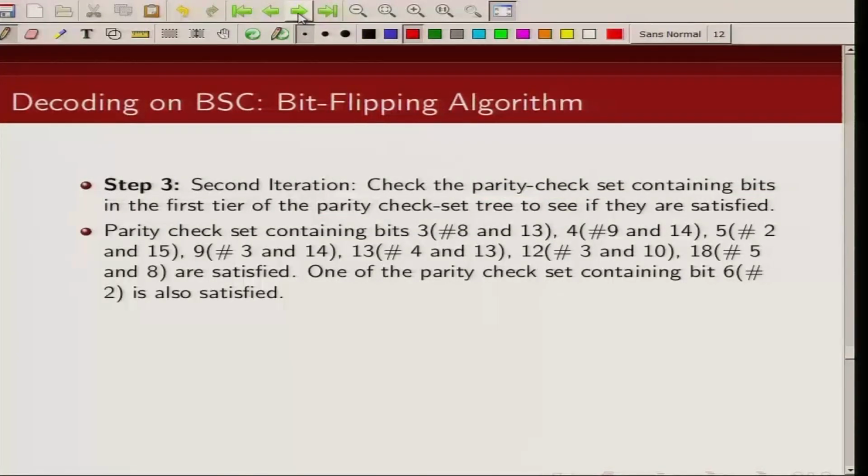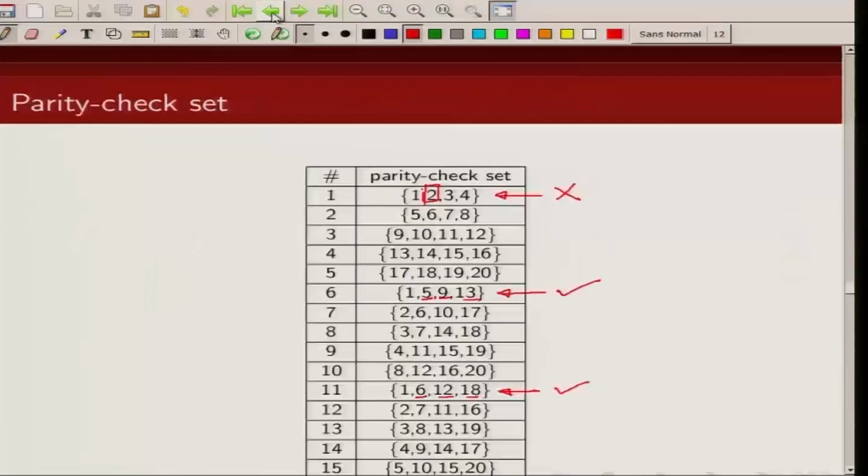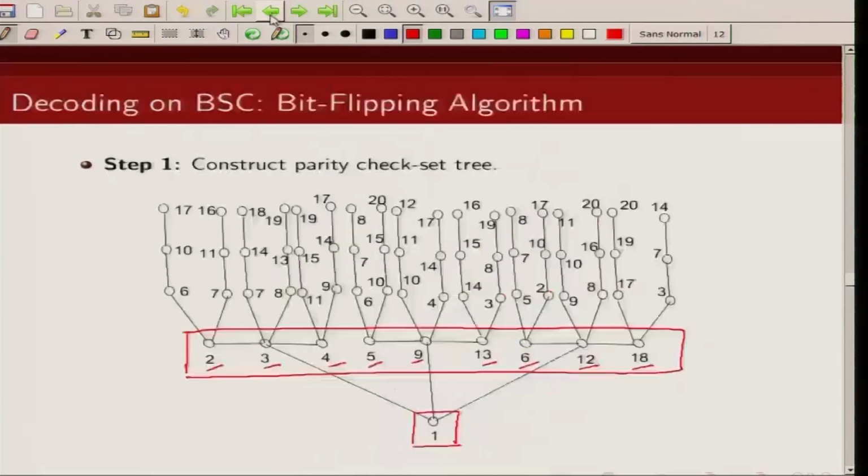Now what we are going to notice is that since bit 3 was not in error, bits 3, 4, 5, 9, 13, 12 and 18 will get satisfied. If you go back to the parity check set diagram, this was not in error, and this involves 18, 14, 7. None of these were in error. Similarly, this involves 8, 13, 19. These were not in error. So all the parity check sets containing 3 will be satisfied.